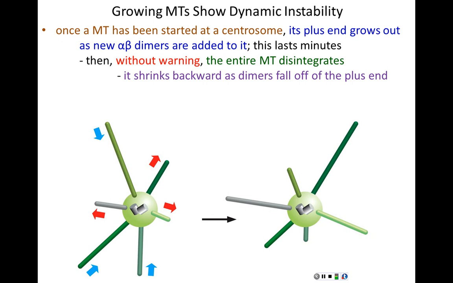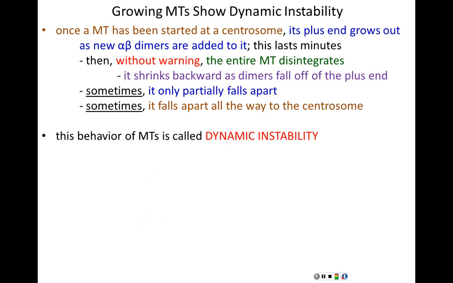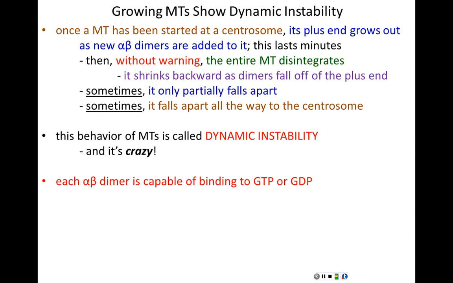So while some microtubules are growing outward away from the centrosome, other microtubules are retracting back towards it. As dimers fall off of that plus end, the microtubule shrinks. Sometimes it falls apart partially, and then it continues to grow again. Sometimes it falls apart entirely, all the way back to the gamma ring of tubulin at the centrosome itself. This whole process is called dynamic instability, the constantly changing and unstable nature of microtubules. And it's crazy. It is incredibly energetically costly to make microtubules, yet just as often as them being made, they collapse and fall apart again.